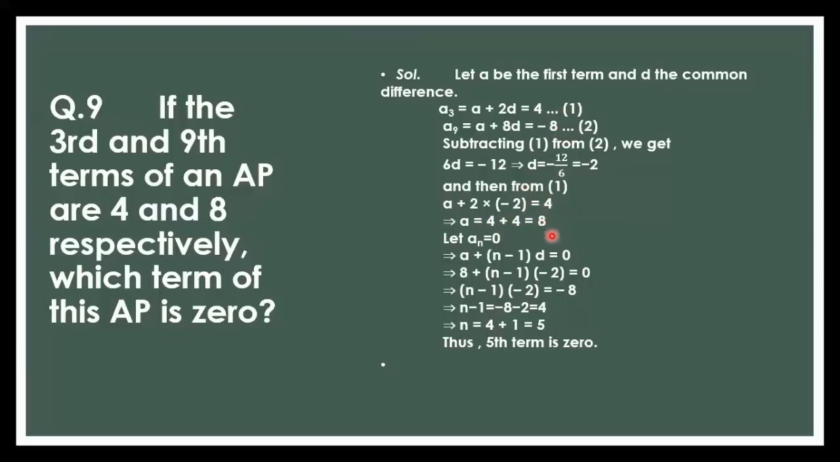So after getting the A value, they are asking us to find which term is 0. So that nth term, you make it 0. Am I clear? We have to use the formula, ma'am. Yes. An is equal to A plus n minus 1 into D. So the nth term, you make it 0. Apply A value, D value in that, you'll get the n value.